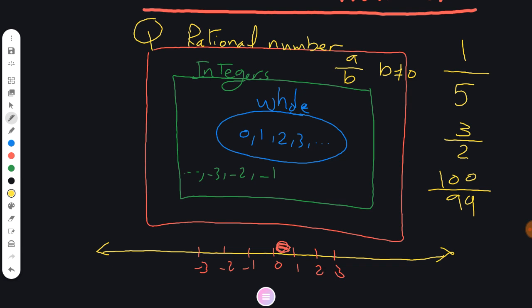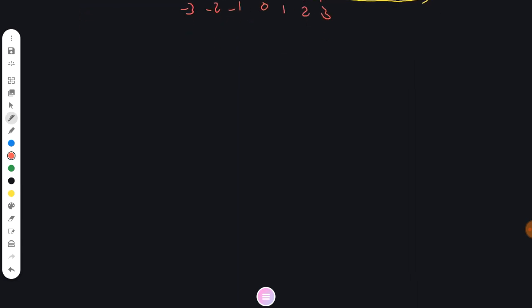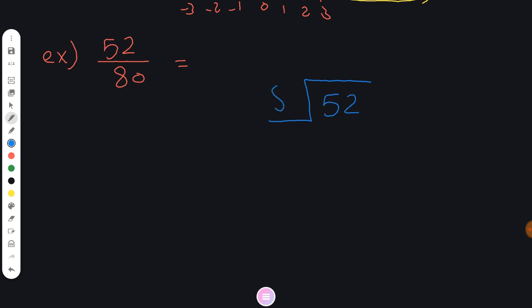I can represent the rational number as a decimal number by doing the following. If we take an example, write the following number, 52 over 80, in the decimal form, okay? We will use the long division actually. So long division like this, okay? We put the numerator inside, 52, and the denominator outside, which is 80.